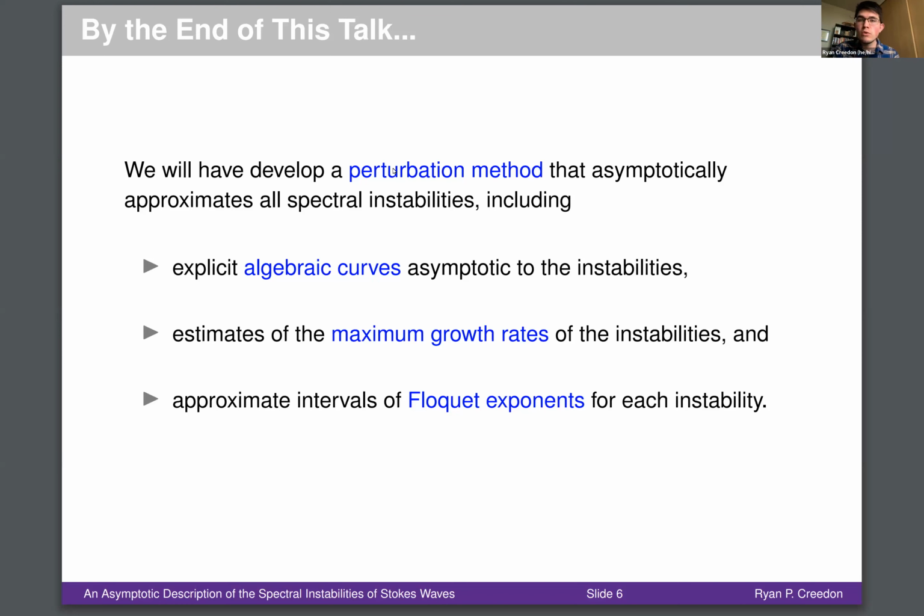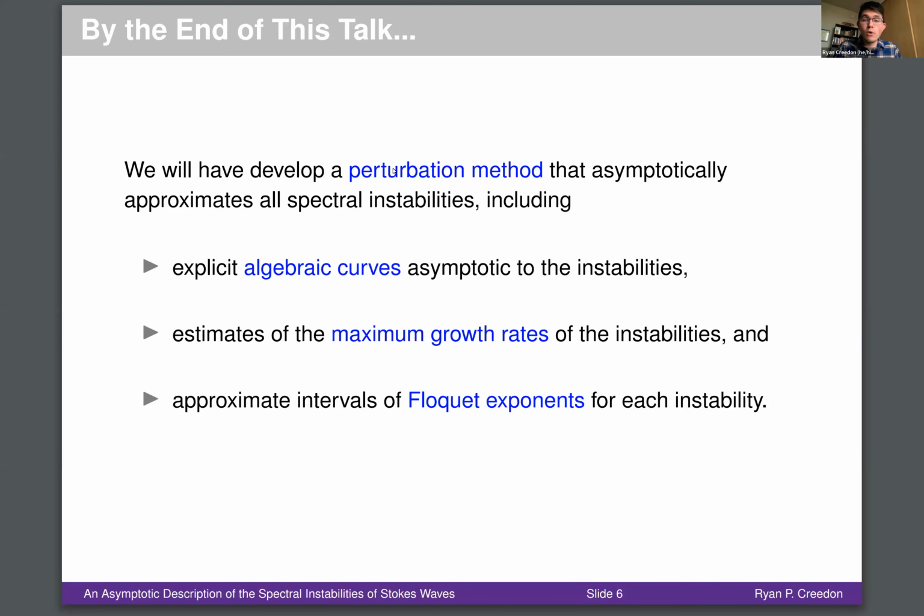And as a preview of coming attractions, because I didn't define what this is yet, we will also be able to approximate the interval of Floquet exponents that parameterizes each instability. I didn't, again, define what a Floquet exponent is yet, but we'll get there when we're ready to talk about it. And we will be able to obtain that interval that parameterizes these curves. That interval is going to give us some information about what types of perturbations we need to apply to the Stokes waves in order to get these instabilities that we observe in the stability spectrum. So that's the big picture.